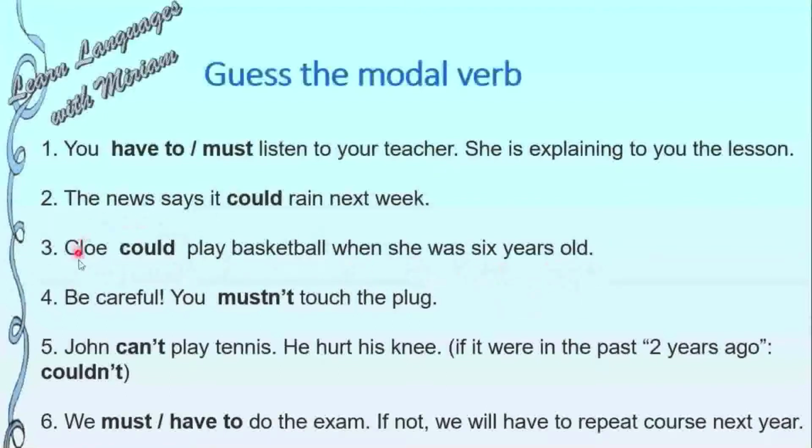Third one, Chloe could play basketball when she was 6 years old. Why could again? Because it's in the past. This action was in the past. What is giving us in the sentence that it is in the past? When she was 6 years old. So we have to say could, that is can, in the past. And it is an ability. To play basketball is an ability, so can in the past.